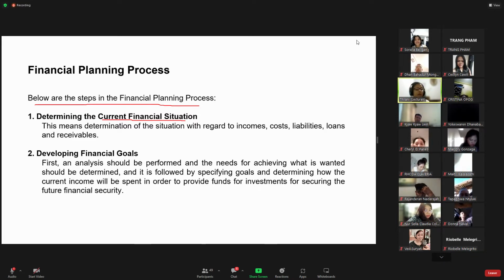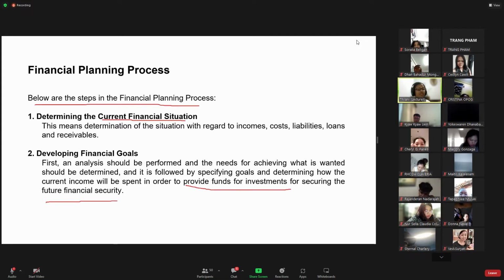Then you develop a financial goal, right? What you need to achieve should be understood. Then you need to set your specific goals, in terms of how the current income will be spent in order to provide funds for investment for securing a future financial security. How? You have to see what your current income is and how you're going to spend it, right? That is one of your financial goals. How are you going to reinvest it for your profits to grow? So that's a key decision you'll have to make.